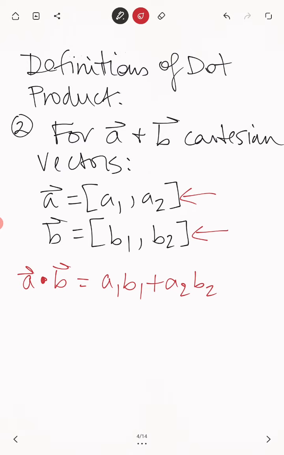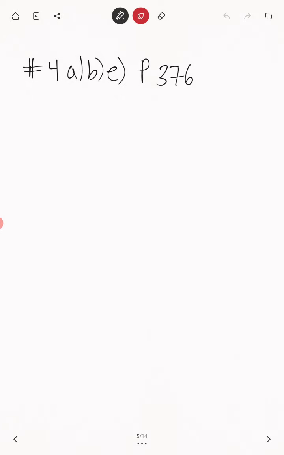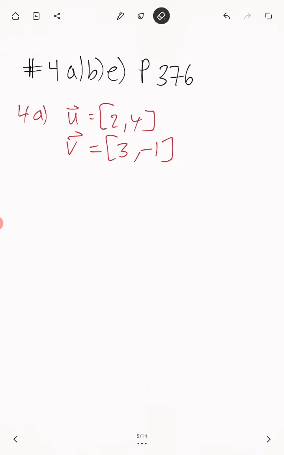All right, let's have a look at question number 4 on page 376 to see how that works. So page 376 in your textbook, question number 4a we'll start with. Calculate the dot product of each pair of vectors. So we're given vector u equals 2, 4. Vector v equals 3, negative 1.